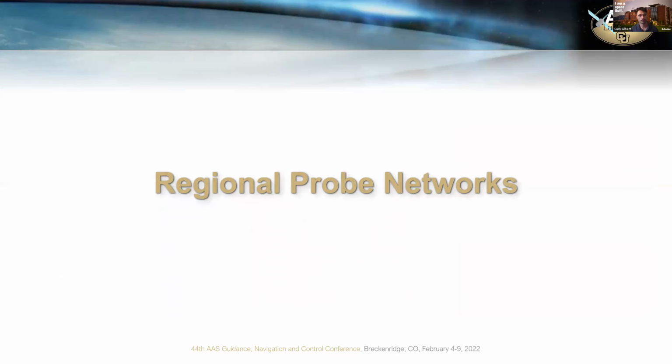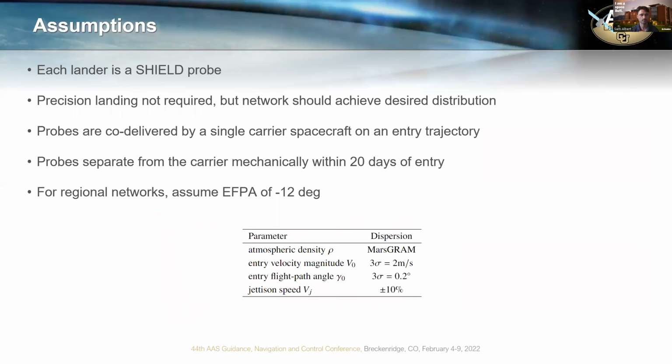Okay, so now we're going to turn to networks, and specifically regional networks of these probes. And to state the assumptions of this study, we're looking at SHIELD probes with the aerodynamics just described. And the main assumption here is that precision landing is not a priority. We can precisely position them after they land, but they don't need to go to exact landing sites. What's important is that the network is delivered to basically the right spot on the Martian surface, and that the network retains its desired distribution and shape approximately. If we can spread it out in the desired way, it doesn't have to get exactly on the landing sites that we identified.